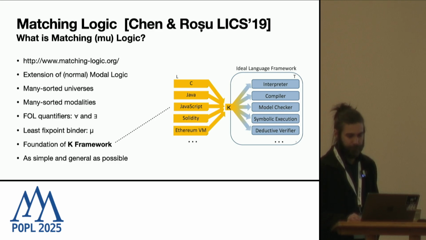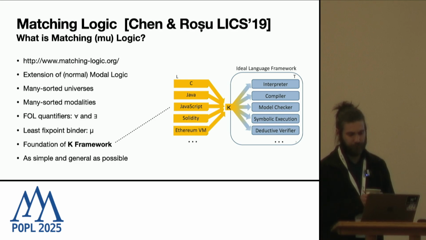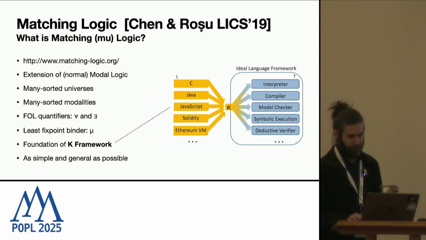this fixed point binder, which is quite crucial to our current work. It's also the foundation of the K framework, for those of you who are familiar with the K framework. If not, I'll just mention that it's a framework for defining semantics of programming languages. And being the foundation of K, we can effectively express all of the semantics in matching logic, which is why it makes it appealing as a target for formalization. And it's also very simple and very general, allowing us to embed many other logics using verification in it.